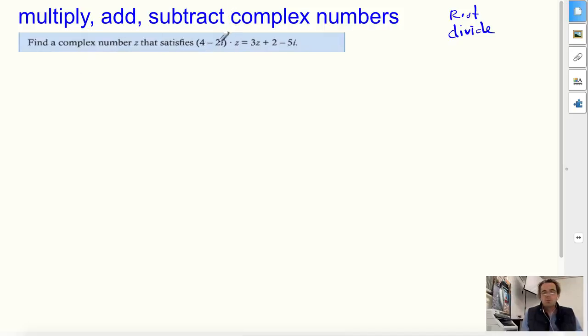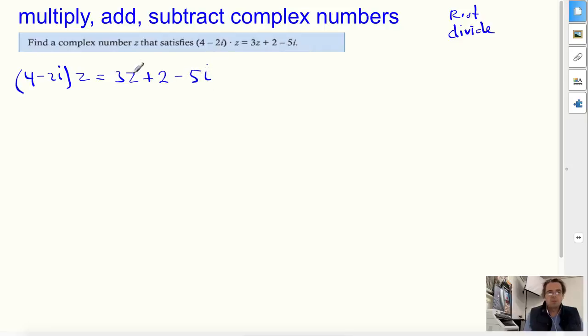This is the task. I'm just going to go through the task and we'll see what happens. We need to find a complex number z that satisfies (4 take 2i) times z equals 3z plus (2 take 5i). So, (4 take 2i) multiplied by z equals 3z plus (2 take 5i).